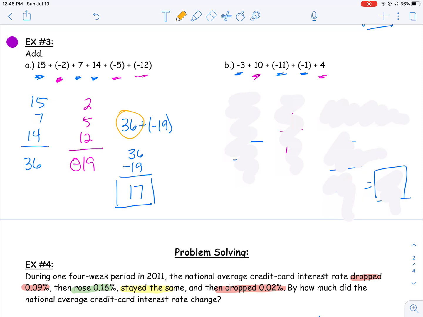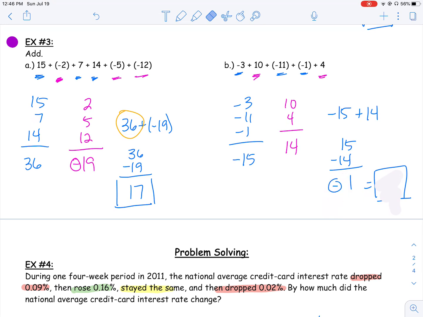All right, so for example number 3b, I took all of my positive numbers, that was the 10 and the 4, and so I got positive 14, and I took all the negative numbers, that's negative 3 and negative 11 and negative 1, and I got negative 15. So I have a negative 15 and a positive 14. I have a negative 15 plus a 14. One's positive, one's negative, so I'm going to subtract. 15 minus 14 is 1, but my bigger number is negative, so I know that my answer is going to be negative 1. Hopefully you got the same thing I did. So just be careful that you stay organized with your different positive and negative numbers.